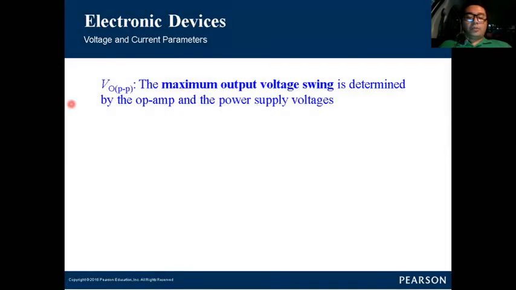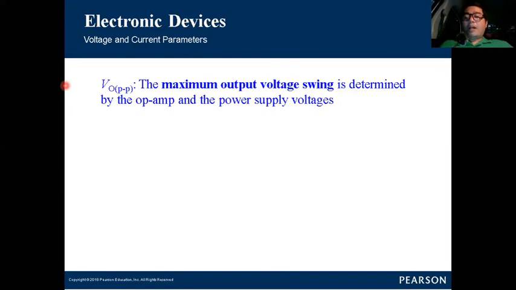Let us now proceed to the other parameters ng ating operational amplifier. The next parameter is what we call the maximum output voltage swing. Ito yung pinakamataas at pinakamababa na pwedeng maabot na amplitude ng ating output signal, pero saan ba siya nakadepende? Ang value na ito ay nakadepende sa ating mga power supplies na ginagamit to power up these devices. There are operational amplifiers na kinakailangan ng dual polarity. Merong mga operational amplifiers na nangangailangan ng single polarity. So gagana na sila using just a single power supply.